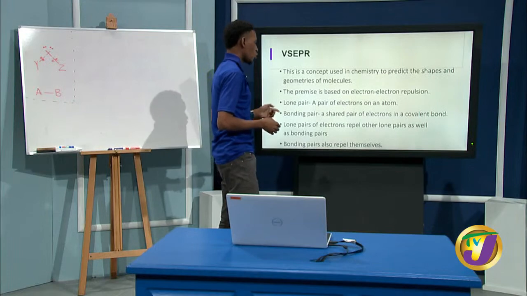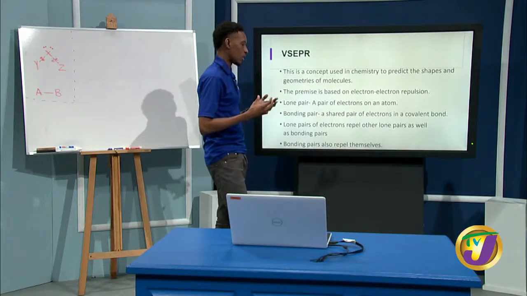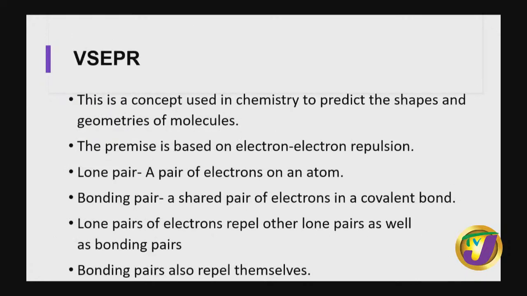Now, lone pairs of electrons repel other lone pairs of electrons as well as bonding pairs. What do I mean by this? If you have 2 lone pairs of electrons sitting right next to each other, the repulsion would be very great. The electrons don't like other electrons. They're both negatively charged, and like charges repel each other. So if you have 2 lone pairs right next to each other, they will repel each other. And if you have a lone pair next to a bonding pair, those will repel as well, because the bonding pair also has electrons in it.